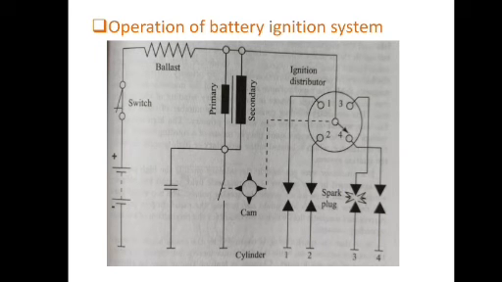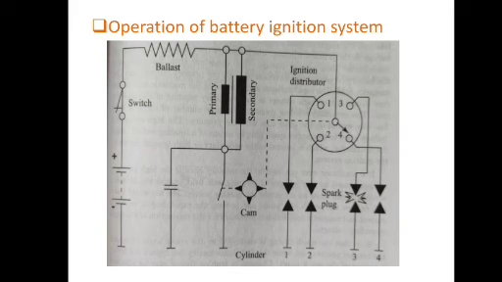We will discuss the operation of the battery ignition system. The schematic diagram of the battery ignition system for a 4-cylinder engine is shown in the figure. Now, when the ignition switch is closed, the primary winding of the coil is connected to the positive terminal of the battery. The primary circuit is closed through the breaker contacts, due to which a current flows in the circuit called the primary current. This current produces a magnetic field in the core.